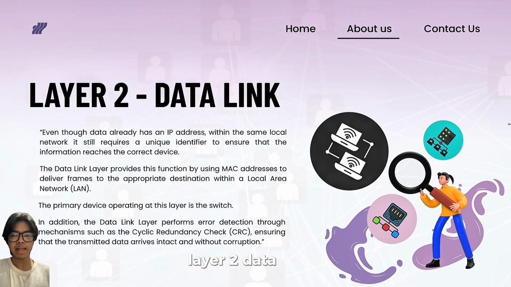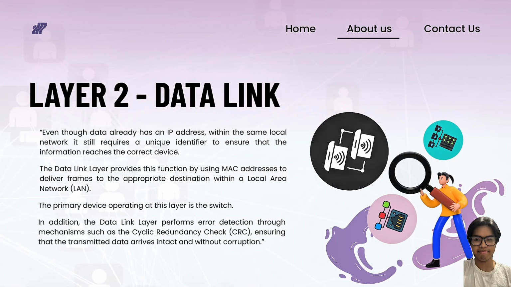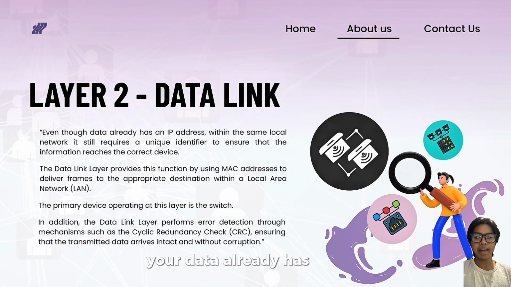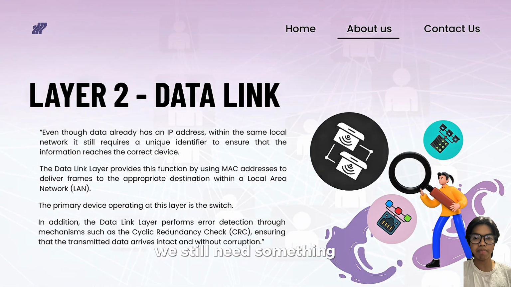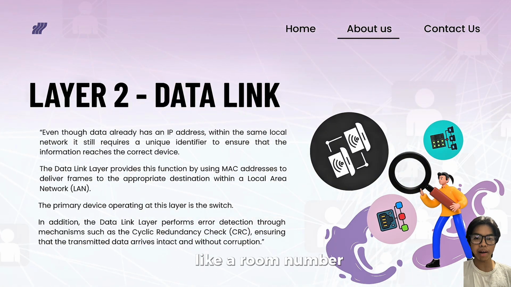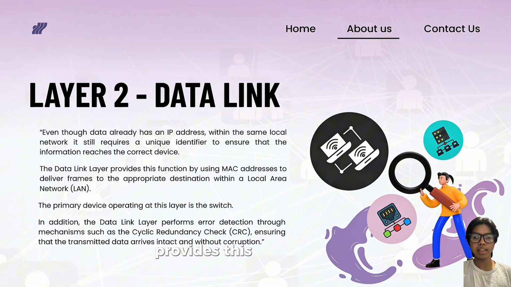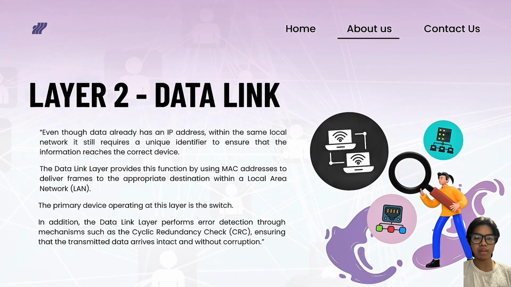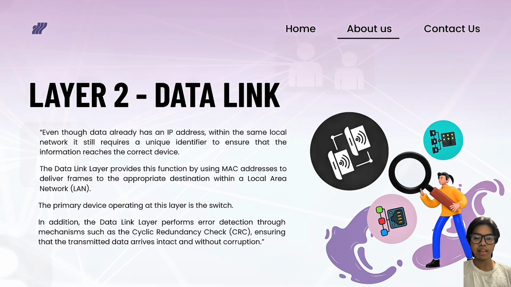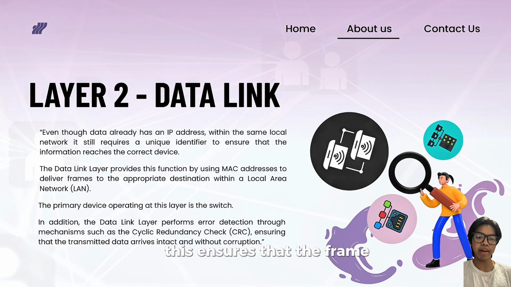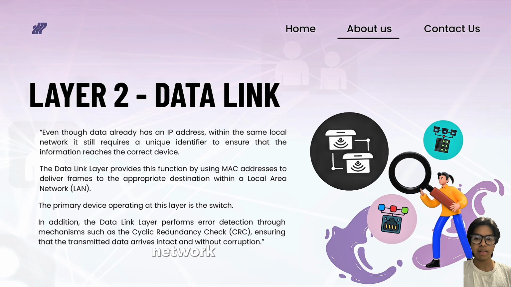Layer 2, Data Link Layer. Your data already has an IP address, but inside the same network, we still need something more specific, like a room number. The data link layer provides this by adding a MAC address, which uniquely identifies each device's network card. This ensures that the frame reaches the correct device within the local area network.